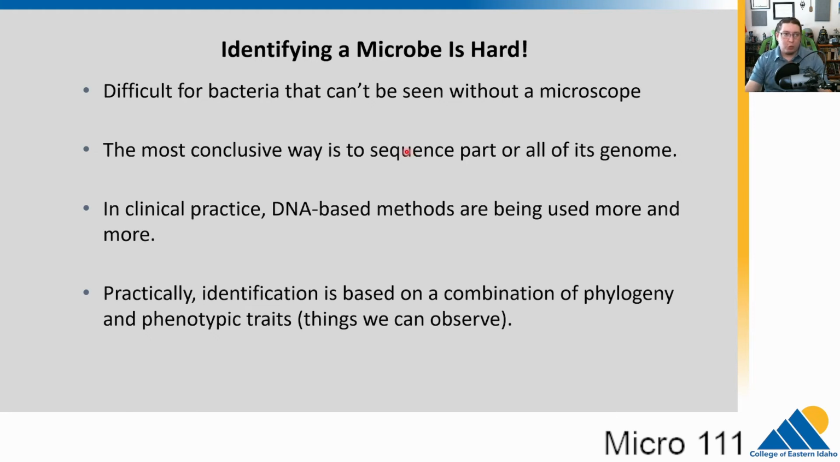That can help us. We could then put it into a database and search and see if there's anything related to it. In the clinic, that is a little bit too expensive, too time-consuming for this. We use a mix of DNA methods and growth methods in the clinic. So practically, identification combines phylogeny and what we call phenotypic traits, things we can observe. Can it ferment lactose? Can it not ferment lactose, right? And there are two ways that we're going to talk about that lead to an ultimate identification of a microbe.